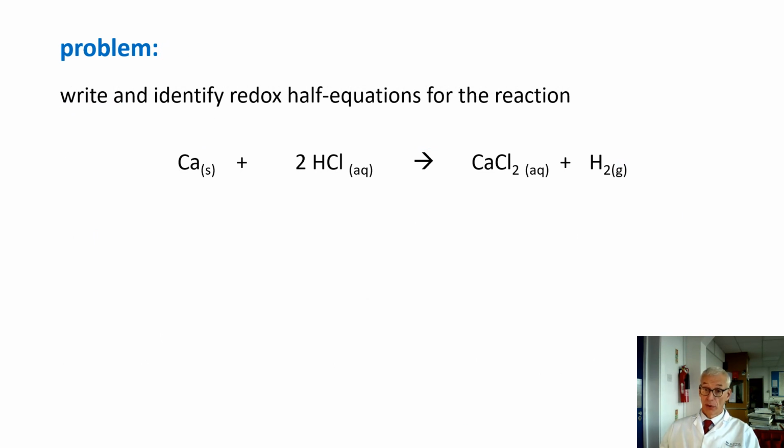So a slightly different problem. Write and identify redox half equations for the reaction between calcium and hydrochloric acid according to the equation as written. So could you analyse that equation for oxidation number change and then represent that reaction in the form of two redox half equations? Pause the lesson, come back when you have thought it through and written your half equations.